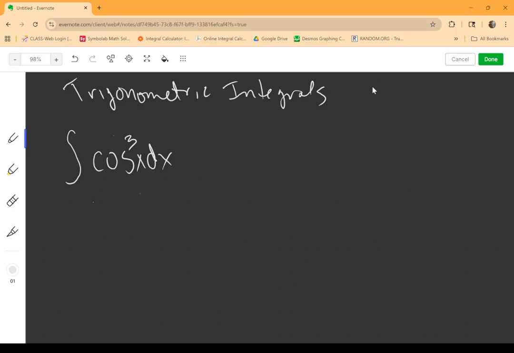But the only problem with that is that, well, if I do u to be cosine x, I don't really have the factor of sine of x for my du, right? So what's going to be important in these integrals that involve powers of sine and cosine is the relationship that exists between the cosine and the sine.